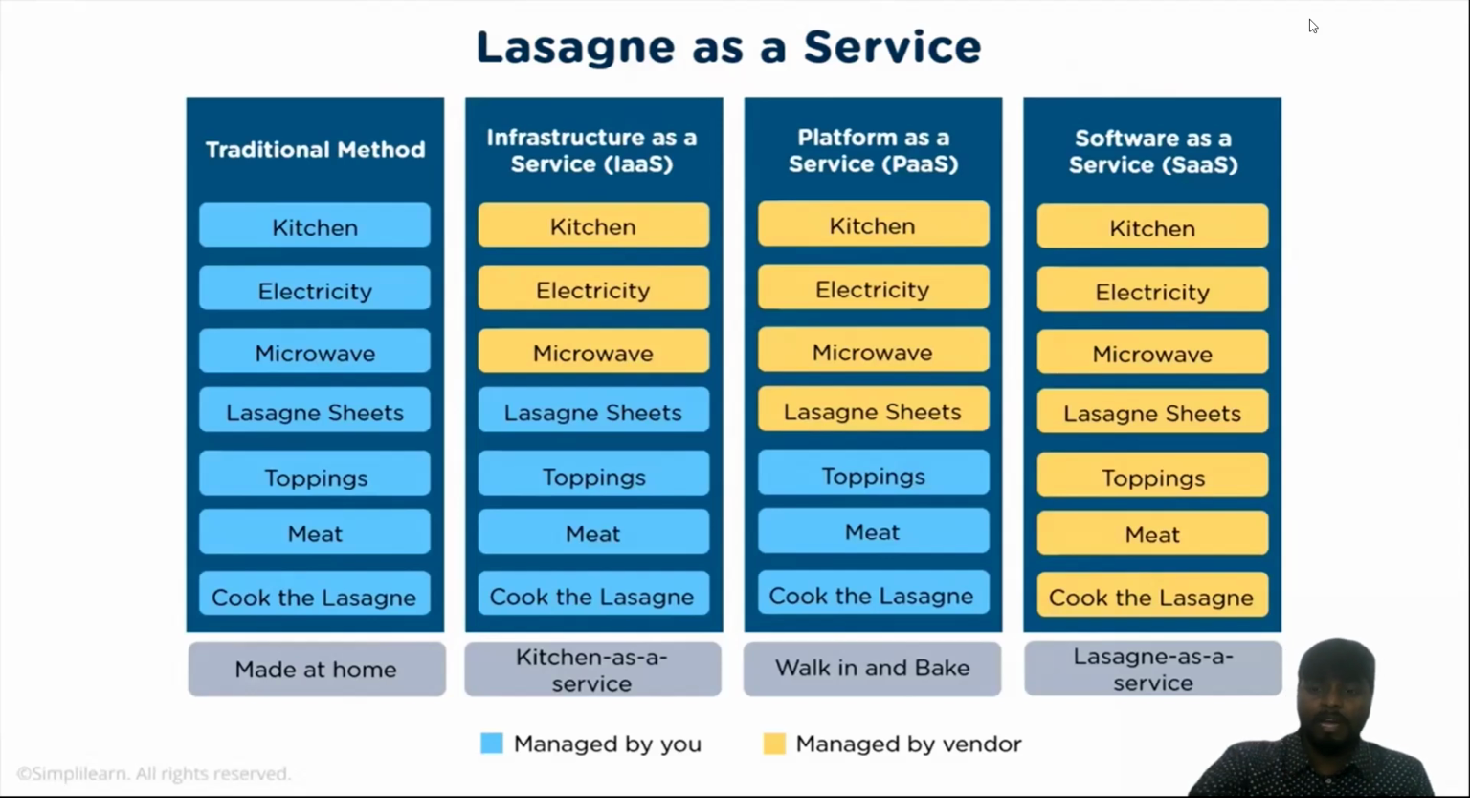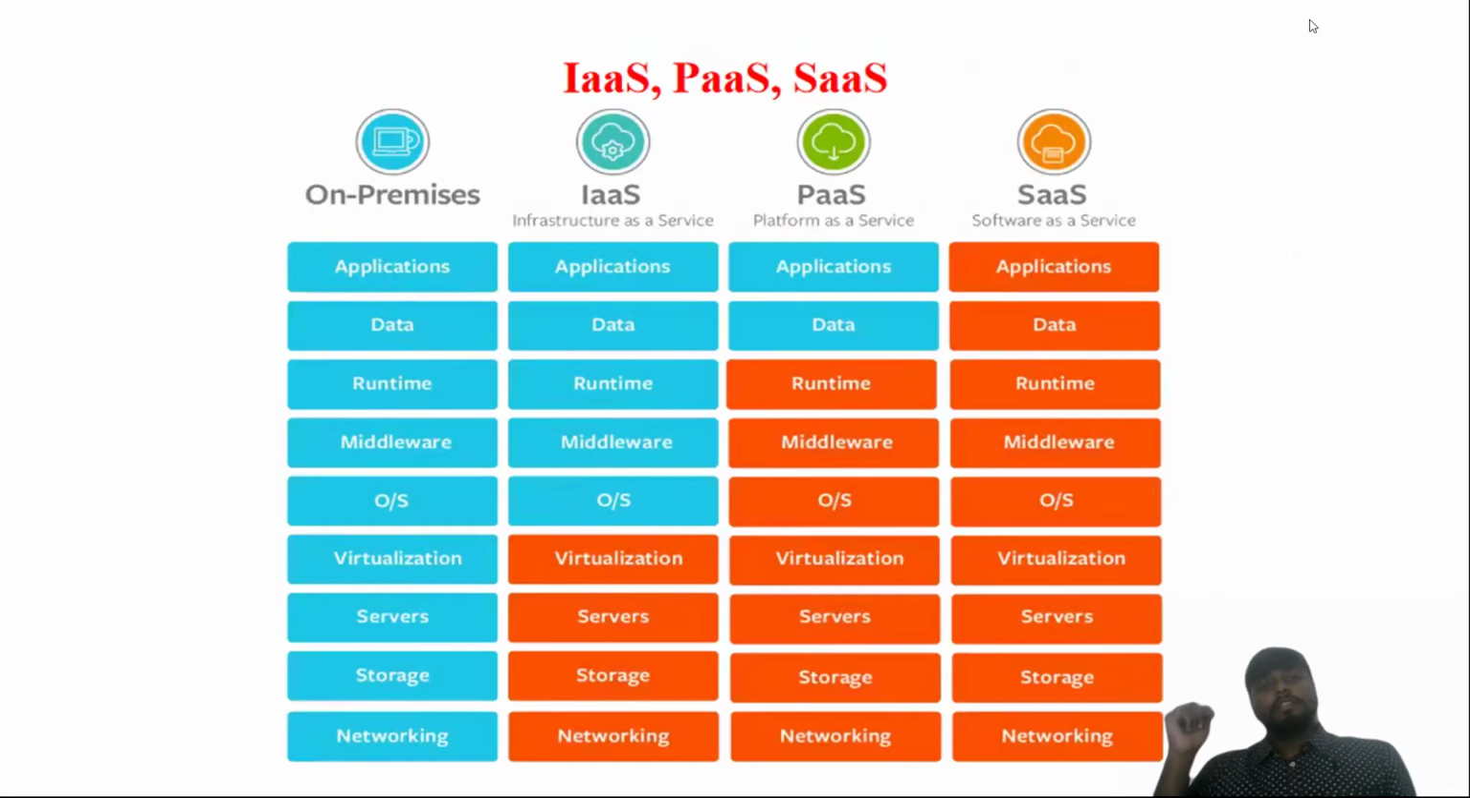Let's see how it is going to match with the cloud computing services. There are four different services: on-premises, infrastructure as a service, platform as a service, software as a service. Whatever the orange things that you are able to see here, those are managed by the vendor. And the remaining things, blue color things, are managed by the end user or the company.